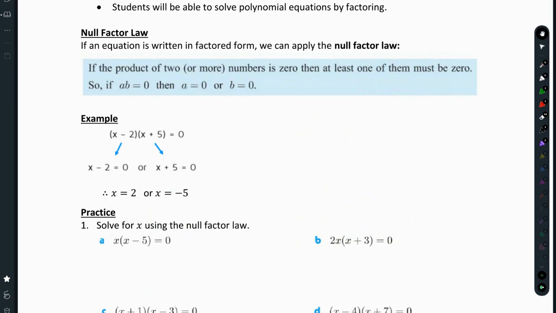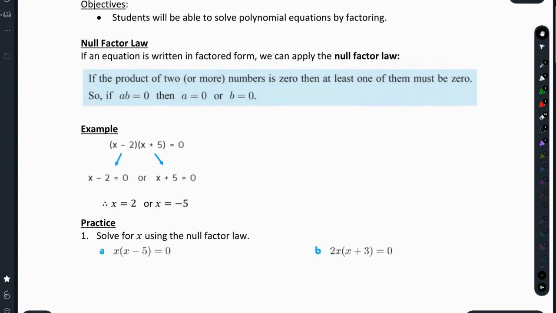This is Mrs. Francis, and today we're going to be looking at how to solve quadratic equations by factoring. So there's many different polynomial equations. We're going to be specifically looking at quadratic equations, for example, that we have over here.